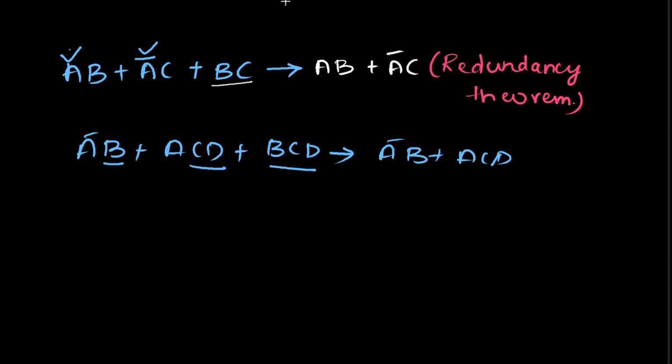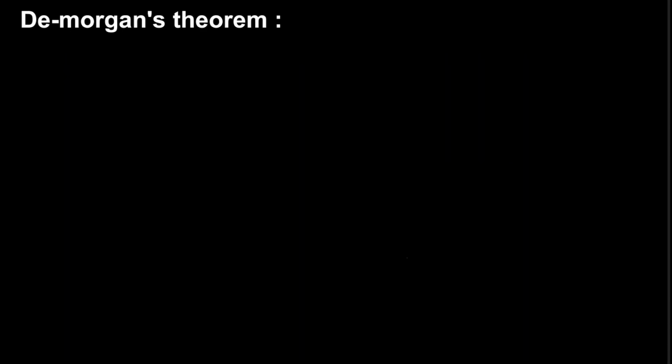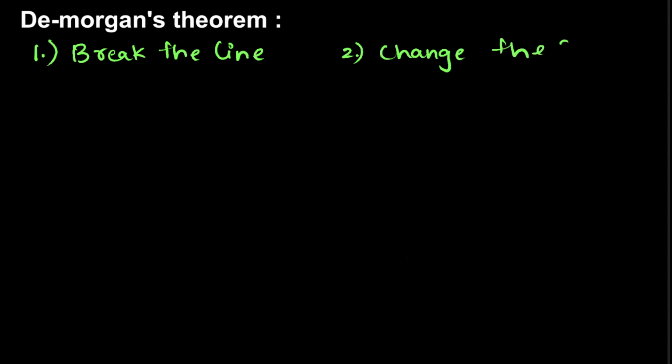And next, one of the most important of all, that is De Morgan's theorem. Let us see what the De Morgan theorem actually states. De Morgan's theorem has two laws. The first one is I need to break the line, and the second one is change the sign. These are the two laws. Let us understand this with the help of an example. First I will take only two variables, a plus b whole bar.